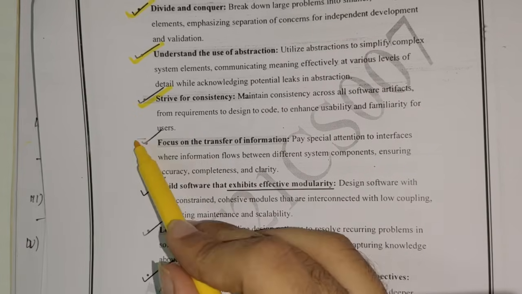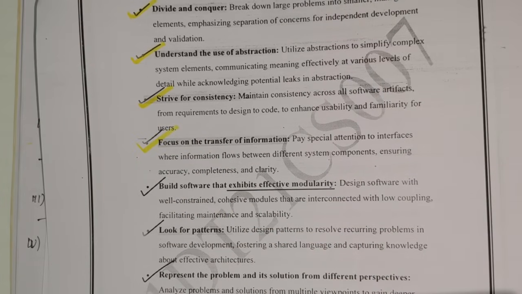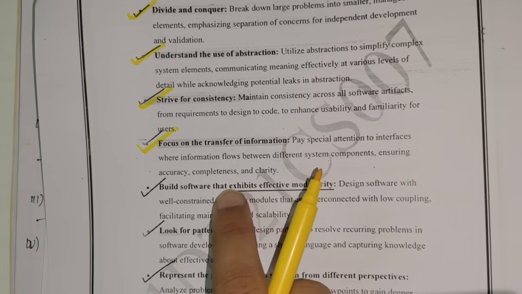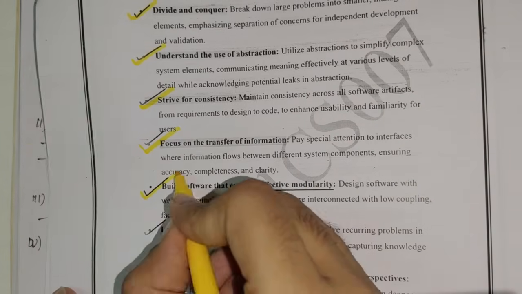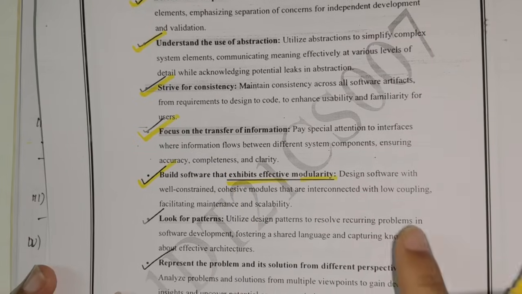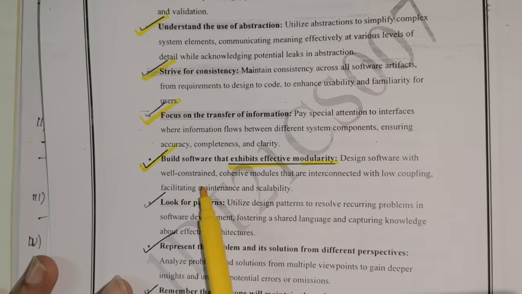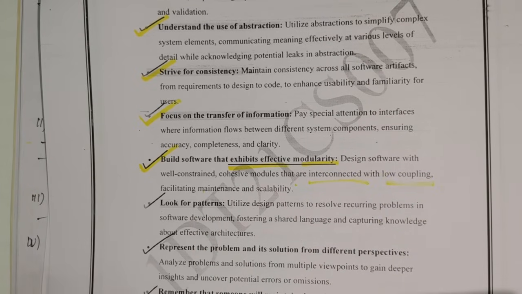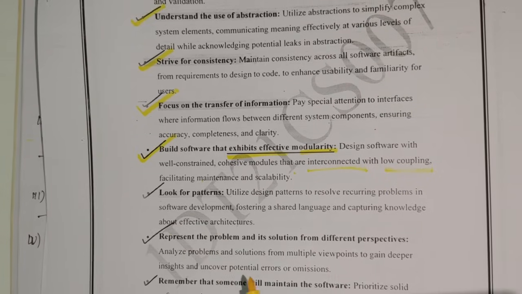Then we have focus on transfer of information. So transfer of information means we should make sure that communication is proper, and whatever project we develop, information flow across system components should ensure that accuracy, completeness and clarity is met. Then we have building the software that exhibits effective modularity. Effective modularity means we should design software with well constrained cohesive modules that are interconnected with low coupling, facilitating maintenance and scalability.